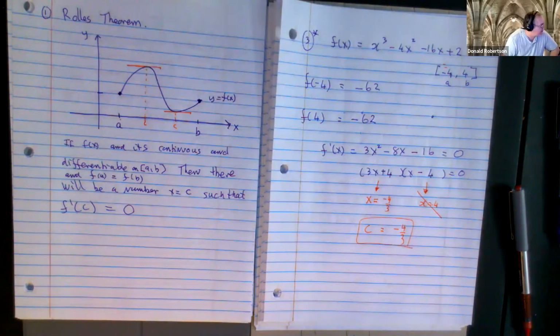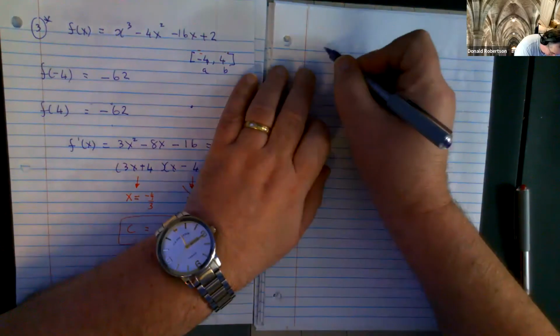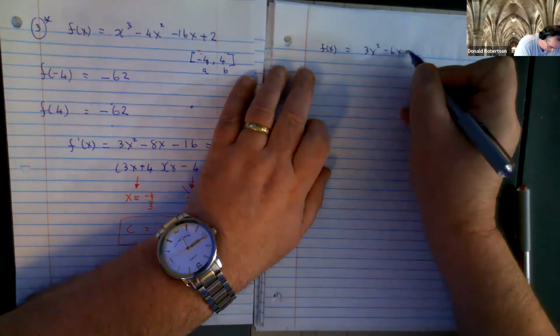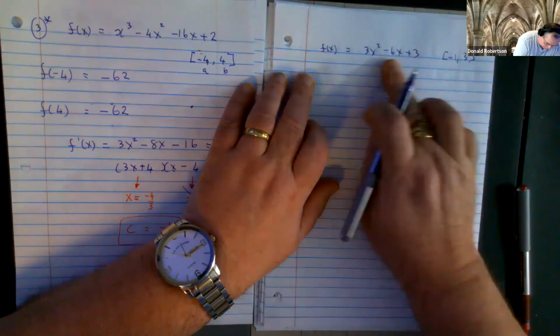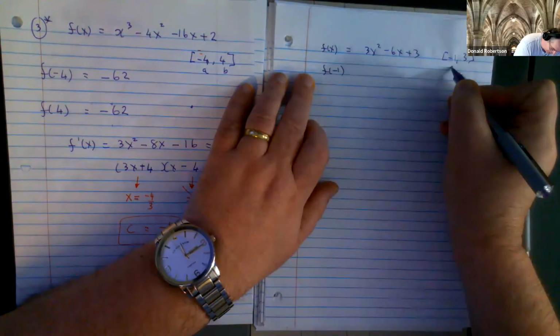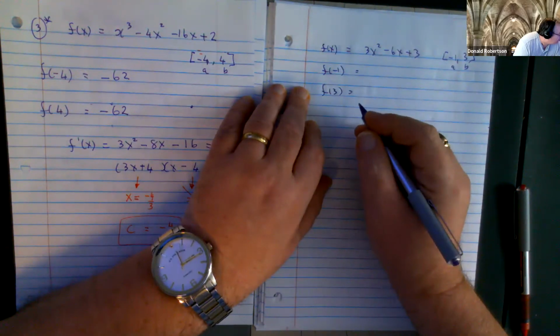Let's move back to my white thing and see if I can find another one. Suppose f of x is a quadratic. And there's our interval. Quadratics are continuous and differentiable. We're going to find the value at the start A and the finish B. And at the start and the finish, what do we get here?